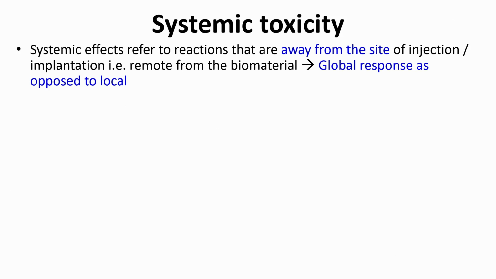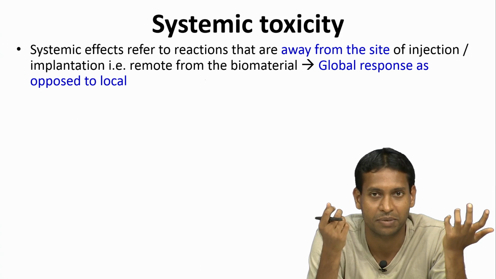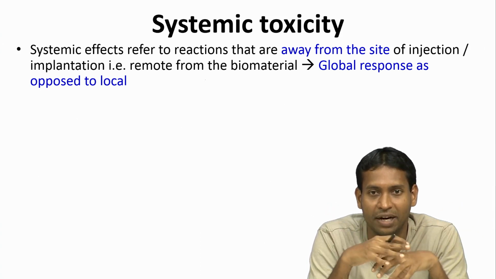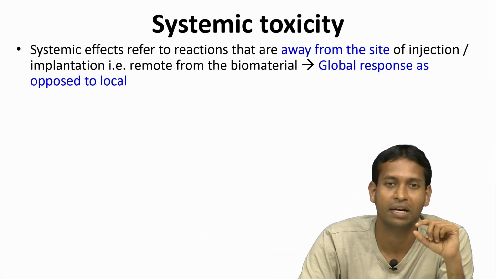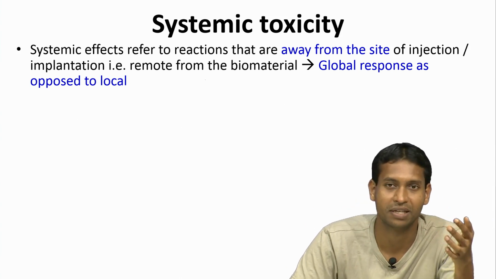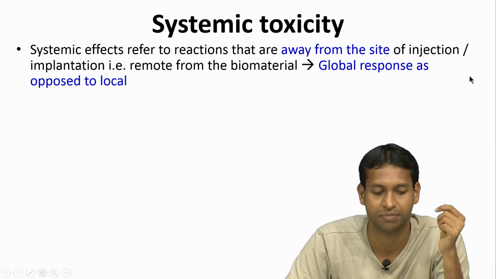Systemic effects refers to reactions that are far away from the site of injection or implantation. So, if I, let us say, put something in my arm, what happens to the rest of the body? The arm maybe gets inflamed, but does the rest of the body also suffer from this? So, this is more looking at a global response rather than just locally at the arm or whatever the site of injection or implantation may be.